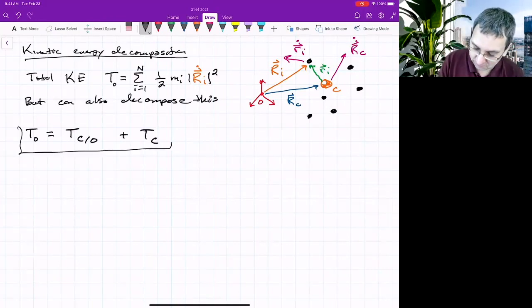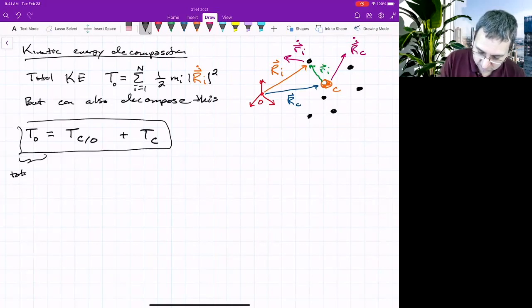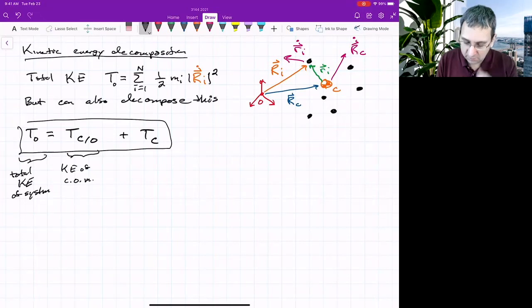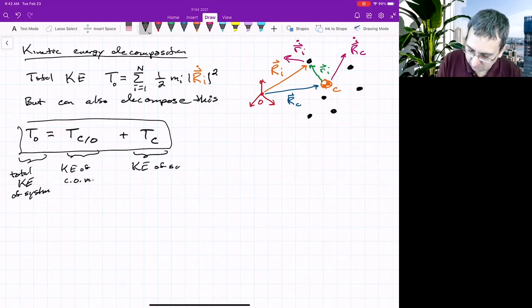So just like up above, I'll label these. So this is total kinetic energy of the system. This is the kinetic energy of the center of mass. And this Tc would be kinetic energy of the system relative to the center of mass.